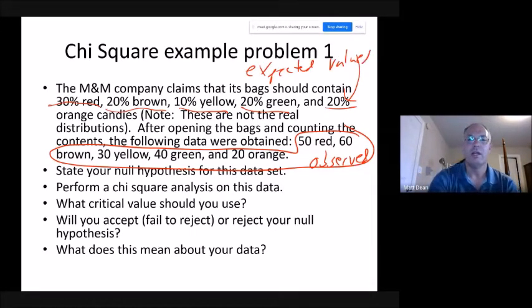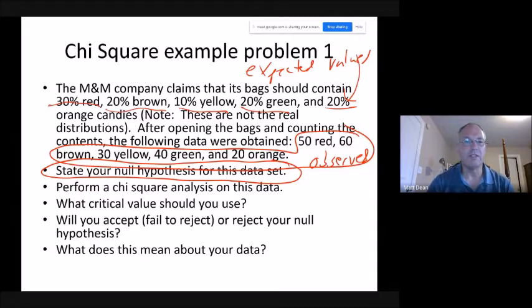Before we start, though, notice that we're asked to state a null hypothesis. Remember that a null hypothesis is there's no difference between your observed and expected data. So we might say something like, there's no difference between the distribution of M&Ms in the bag and the expected distributions published by the M&M company. Or we could simply say there's no difference between the observed and expected values. That would work too. Next, we're asked to perform a chi-square analysis on this data. So we've got to do some calculating.